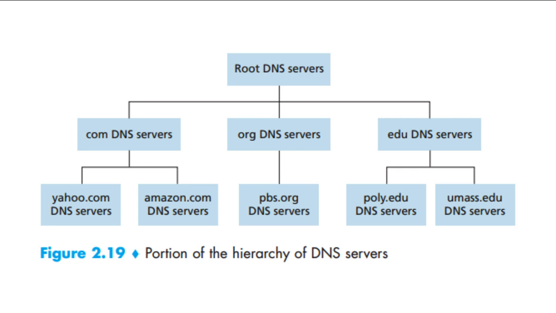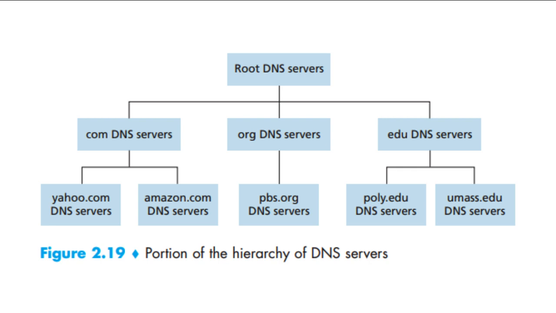In these, there are three classes of DNS server: root DNS server, top level domain DNS server, and authoritative DNS server, organized in a hierarchy as shown in the figure. First one, root DNS server. Root name servers provide the IP addresses of TLD servers.